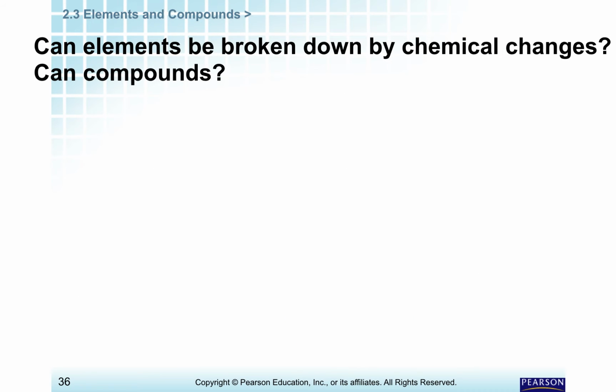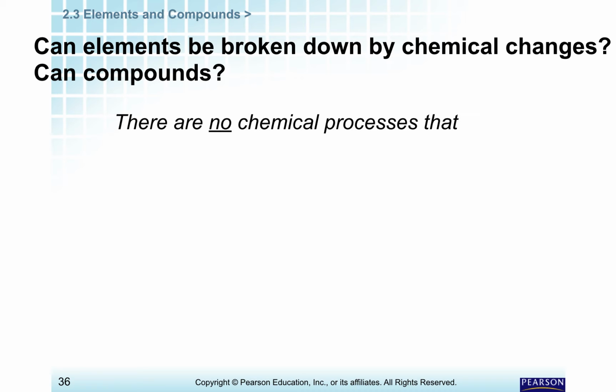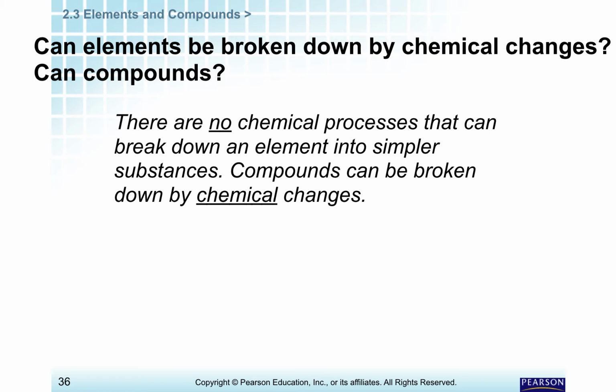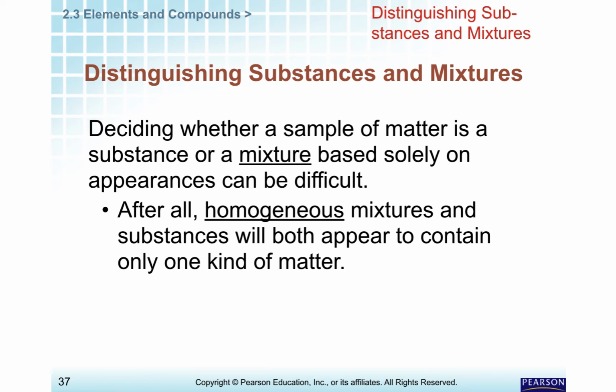Can elements be broken down by chemical changes? There's no chemical process that can break down an element into simpler substances. Compounds can be broken down by chemical changes. Deciding whether a sample of matter is a substance or a mixture based solely on appearance can be difficult. After all, homogeneous mixtures and substances will both appear to contain one material.